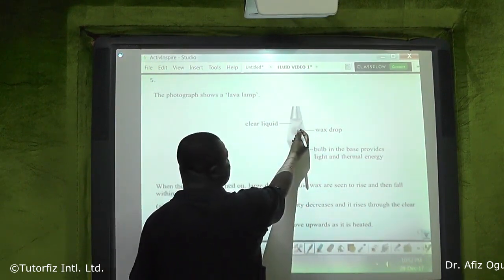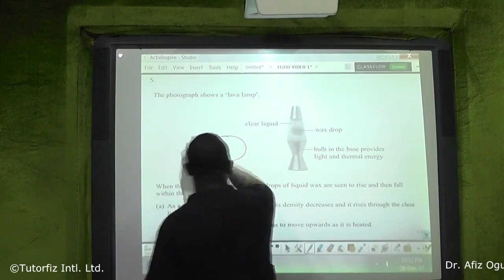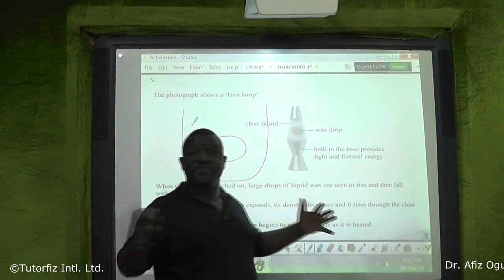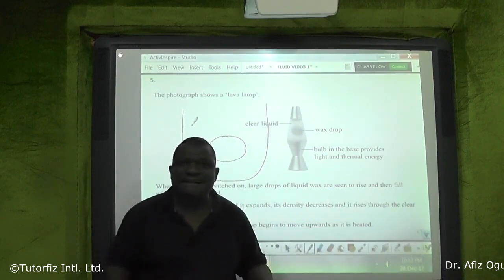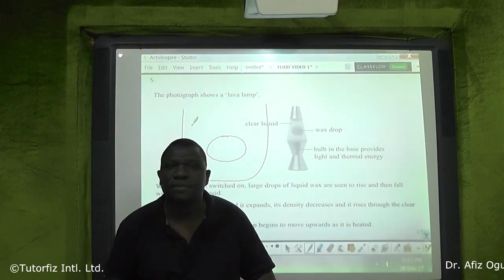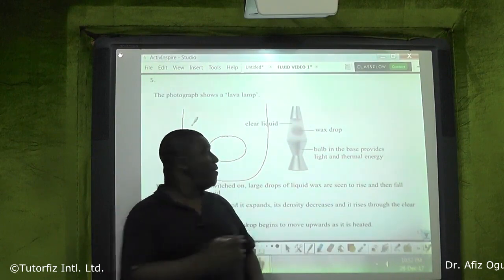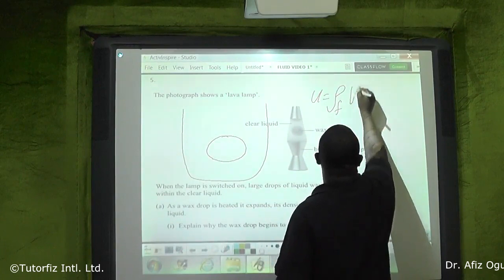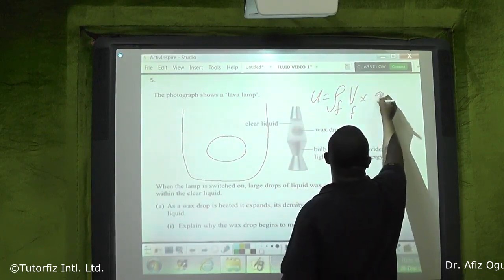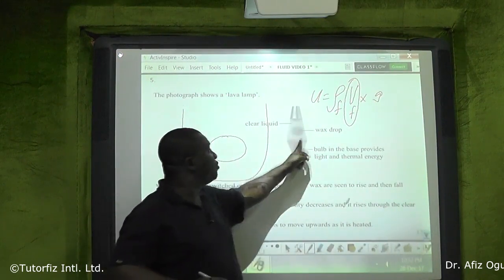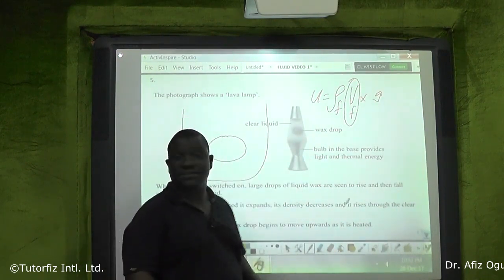When the wax is heated, it expands. You have clear liquid around it. When it expands, it displaces what? More fluid. The volume of fluid displaced increases. Don't forget that up thrust is equal to the density of the fluid, which did not change, times the volume of fluid times g. If the volume of the fluid displaced is increased, that means the up thrust of the clear liquid on the wax increases.